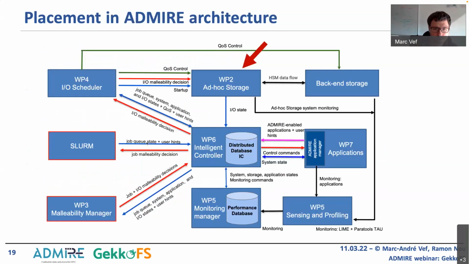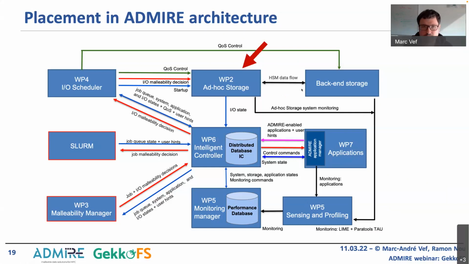So, and just to give you a picture with the all so familiar image of the Admire architecture, here are the ad hoc storage systems. There are more ad hoc storage systems in Admire. It's not just GekkoFS, but GekkoFS is placed here. And again, it's connected mostly to the IO scheduler, but then also to the work package 5 sensing and profiling. There will also be a hierarchical storage management data flow between the backend storage, whereby GekkoFS will work as a Lustre extension here.